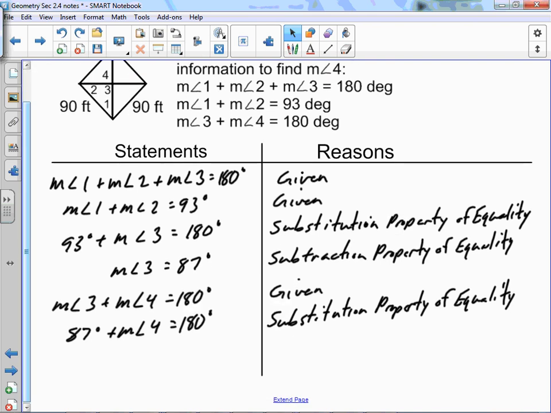And then we can subtract 87 from both sides, and we're going to find that the measure of angle 4 is equal to 93 degrees. And that was subtraction property.